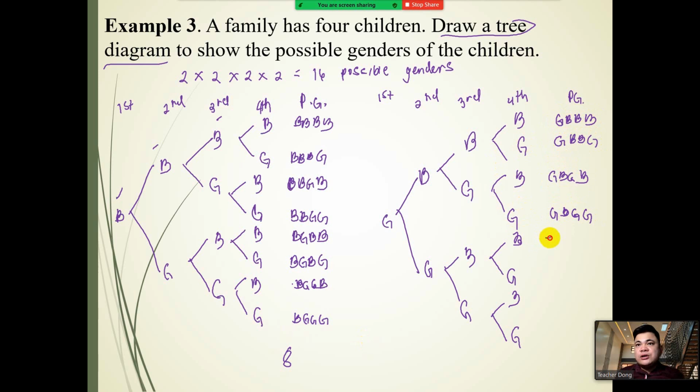Then we also have girl, girl, boy, boy. Girl, girl, boy, girl. Then we have girl, girl, girl, boy. Then we have all girls: girl, girl, girl, girl. So if we're going to count them, we also have 8. 8 plus 8, we are correct. 16. There are 16 possible genders.